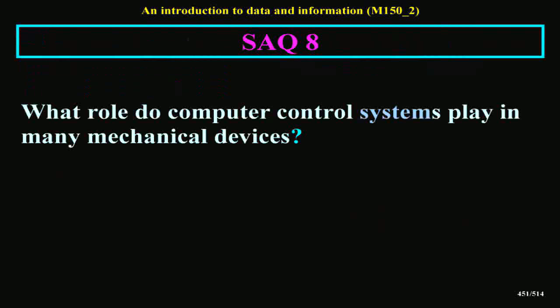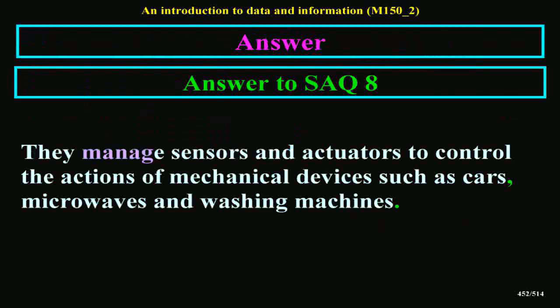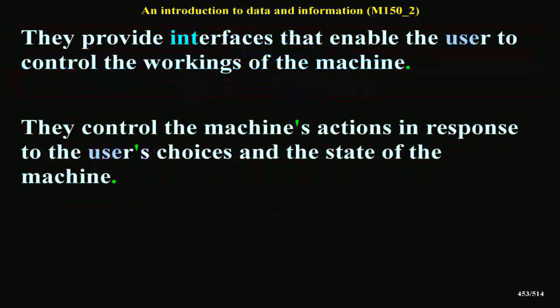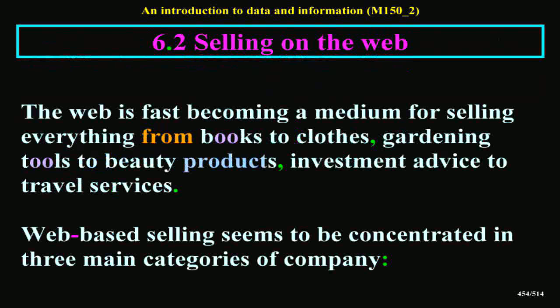SAC 8. What role do computer control systems play in many mechanical devices? Answer to SAC 8. They manage sensors and actuators to control the actions of mechanical devices such as cars, microwaves and washing machines. They provide interfaces that enable the user to control the workings of the machine. They control the machine's actions in response to the user's choices and the state of the machine.